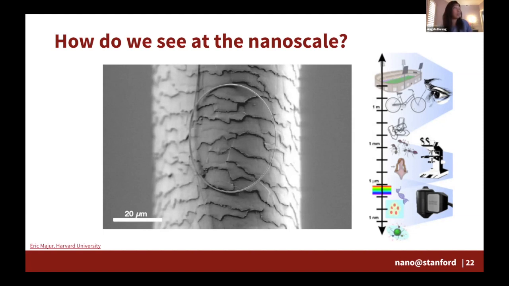How do we see at the nanoscale? So this is a really cool image here. Does anyone have any guesses on what this is? Hair. I think it's hair. There we go. Hair. Okay, so many people. Everyone got it in one. Okay, so you've been around the block. So yeah, this is hair, but then on top is actually a nanowire, right?